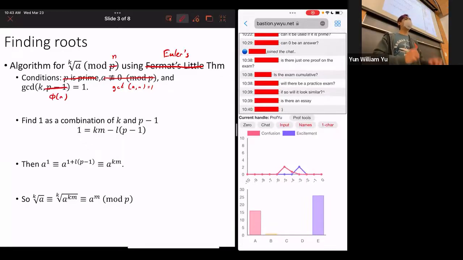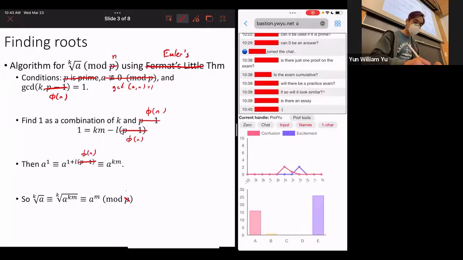Okay? So we're going to change our conditions to the conditions of Euler's theorem instead. And then you're going to find 1 as a combination of k, and instead of p minus 1, this will just be phi of n. And everywhere you see p minus 1, you replace that with phi of n. So let me replace that everywhere.